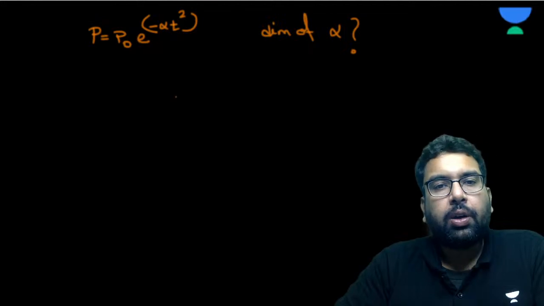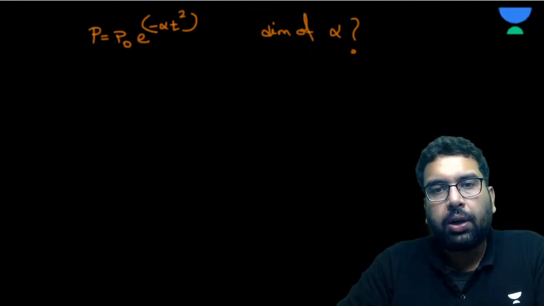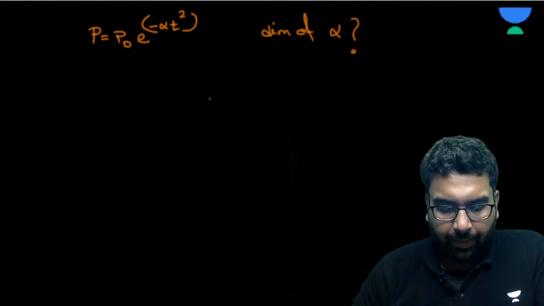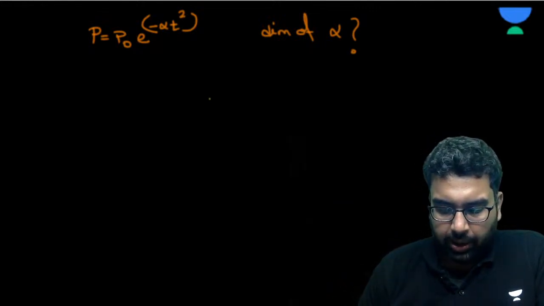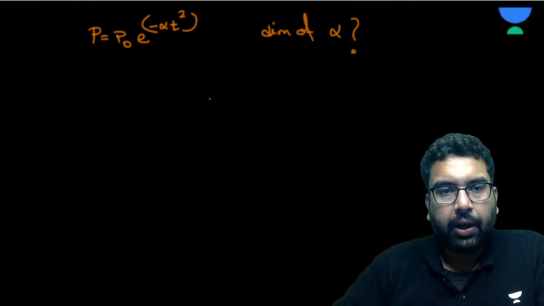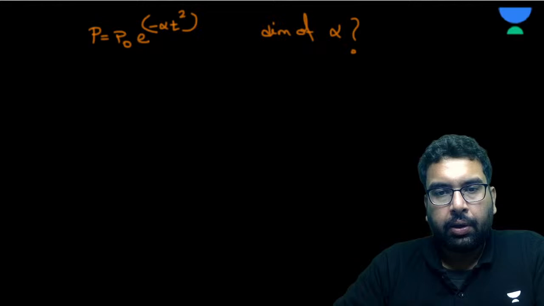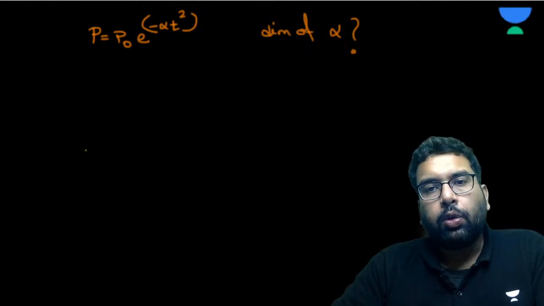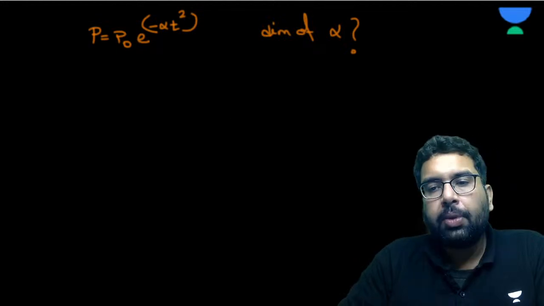So P is equal to P naught e to the power minus alpha t square. We are asked about the dimension of alpha. Then you have answered t square. Okay, I'll see. So now see how you can find the dimension of this thing.